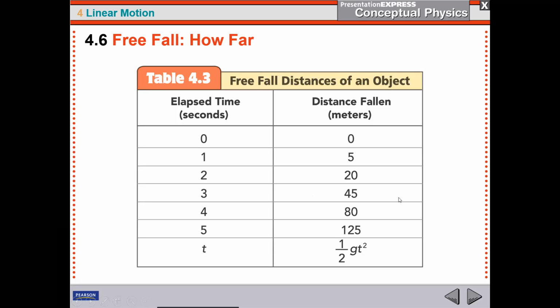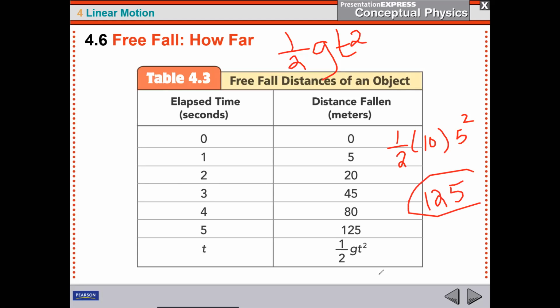This is here a table. As an example, at t equals 3, as we solved, it's 45. At t equals 5, you will say now it is half g t squared. Since t is 5, you will say half times 10 times 5 squared. 5 squared is 25 times 10, 250. Divide by 2, it is 125. g is always 10, for the falling and for the rising, it's always 10.